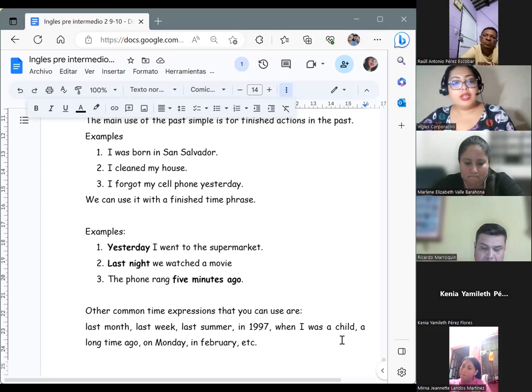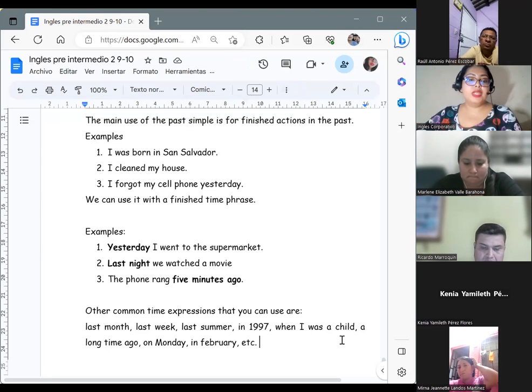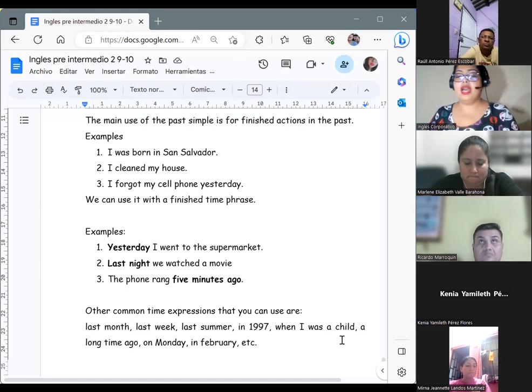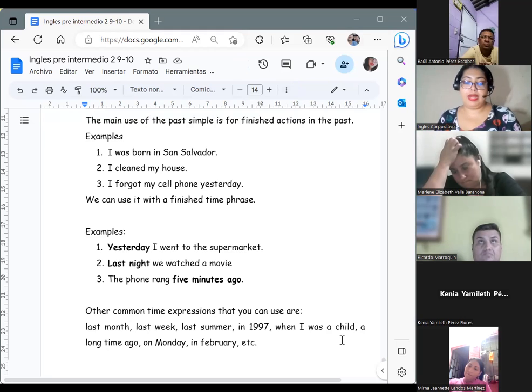Me levanté en el día de mi matrimonio, en el día de mi casamiento, en el día de mi boda. Salté de la cama, inmediatamente le llamé a mi hermano. Él no contestó y me empecé a preocupar.